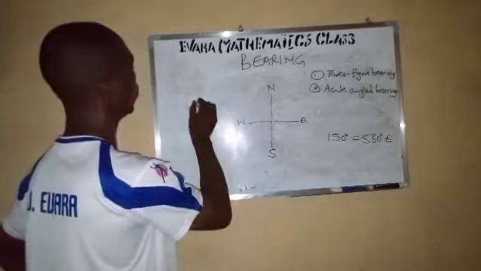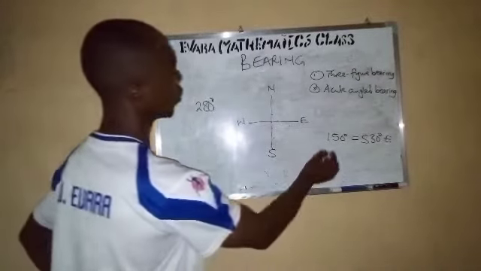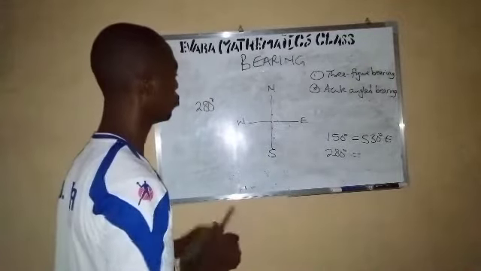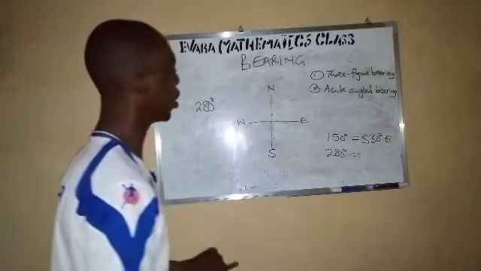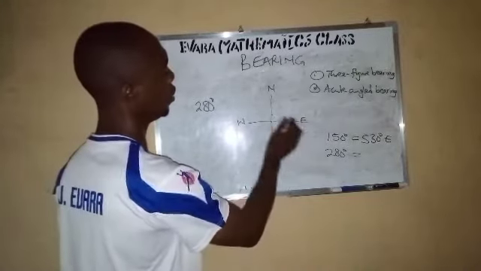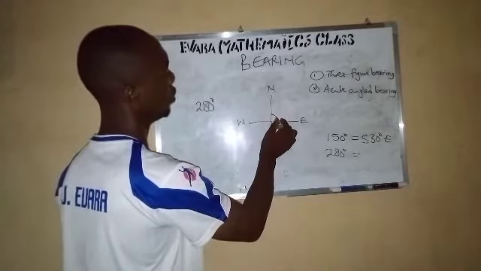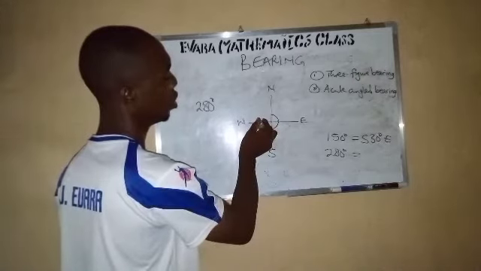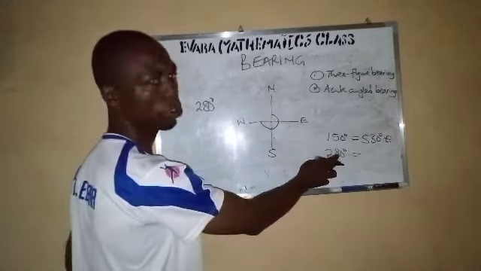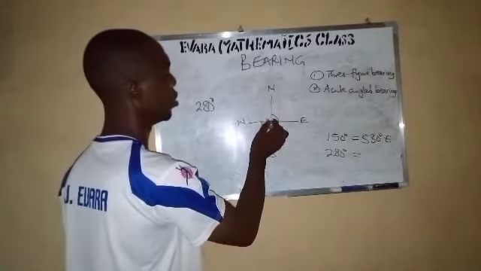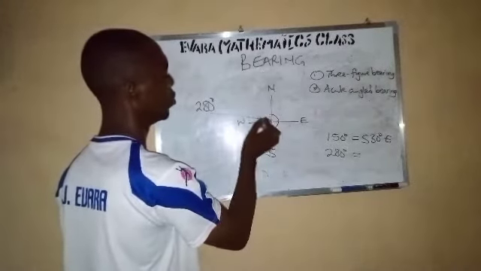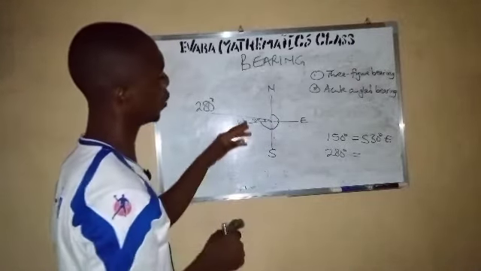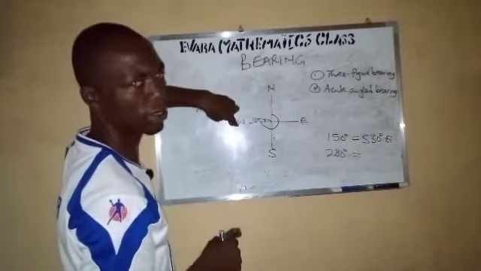Say we have angle 280 degrees. Let's convert 280 degrees from three-figure bearing to acute-angled bearing. 280: this is 90, 180 degrees, 270 degrees. That means we need 10 more degrees to make up 280. So this is 10 degrees. So now the angle has fallen between north and west.